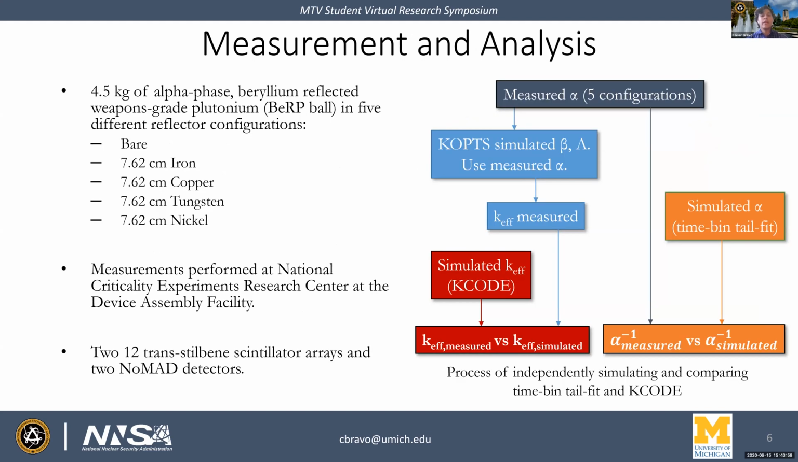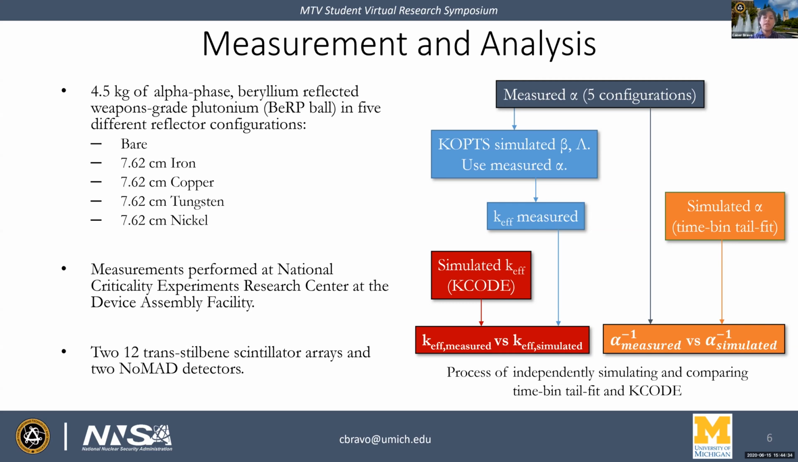This measurement begins with a 4.5 kilogram alpha-phase beryllium-reflected weapons-grade plutonium assembly called the BeRP ball. We use this in 5 different reflector configurations, starting with the bare case and then 7.62 centimeters of iron, copper, tungsten, and nickel as reflectors. All these measurements were performed at the National Criticality Experiments Research Center, NCERC, at the Device Assembly Facility. This work has used two 12-trans-stilbene scintillator arrays and two NOMAD detectors.